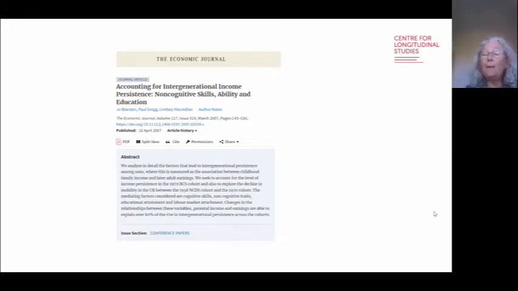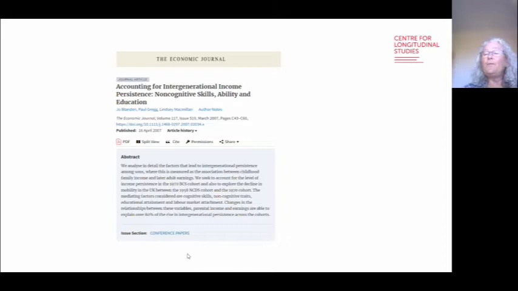They also looked at mobility using 2 cohort studies, the BCS70 and, as I've already mentioned, the National Child Development Study, who were born 12 years earlier. And they found that 80% of the decline in mobility over that time was mainly due to the increased relationship between family income and education and labour market attachment.